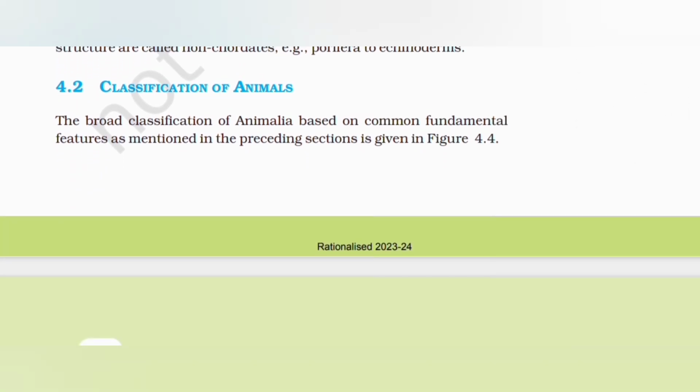4.2 Classification of animals. The broad classification of Animalia based on the common fundamental features as mentioned in the preceding section is given in figure 4.4.